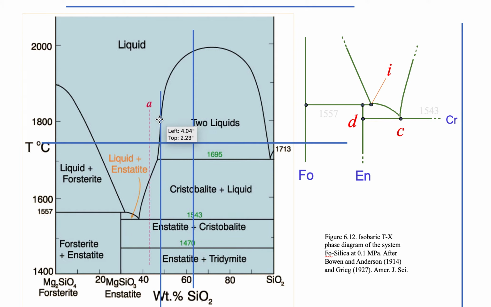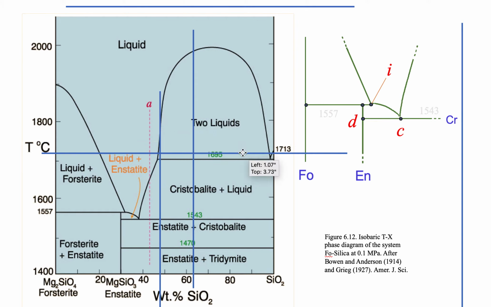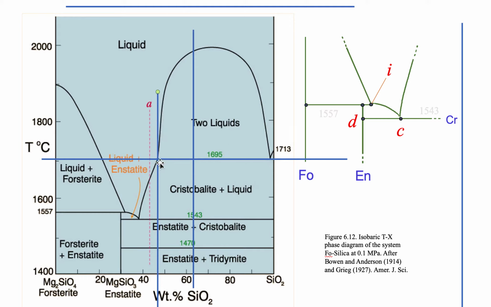So what happens as these liquids reach a temperature of 1695? Well, for this liquid over here, it's not really all that interesting. You could treat it like a new liquid composition that's just going to follow downwards and hit that enstatite plus cristobalite eutectic. How about this liquid way over here? This liquid was coming down towards this eutectic here that now involves the mineral cristobalite.